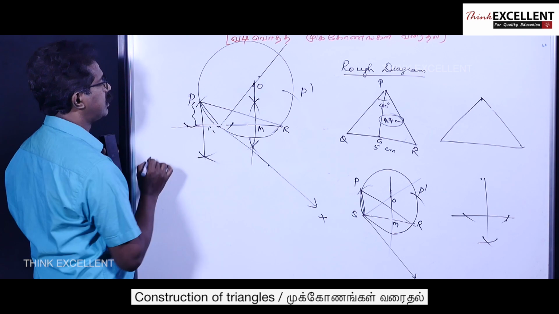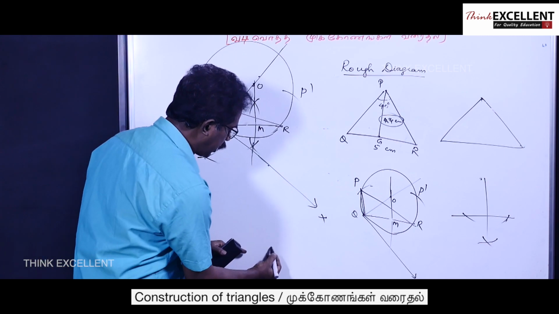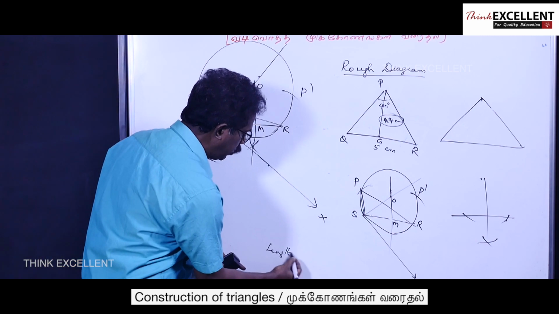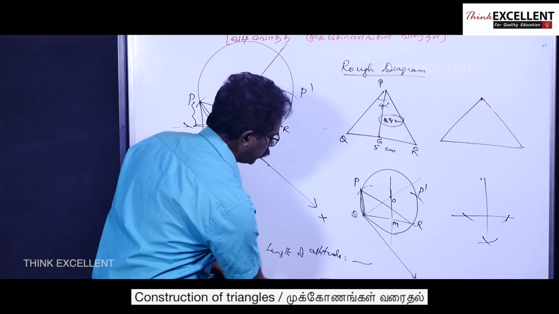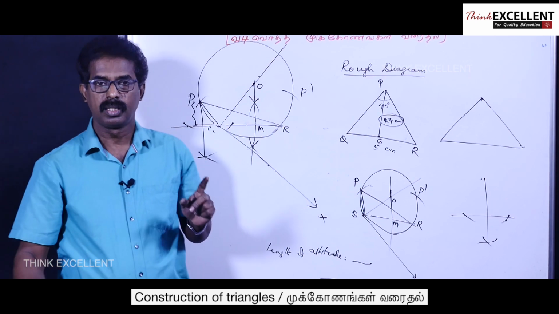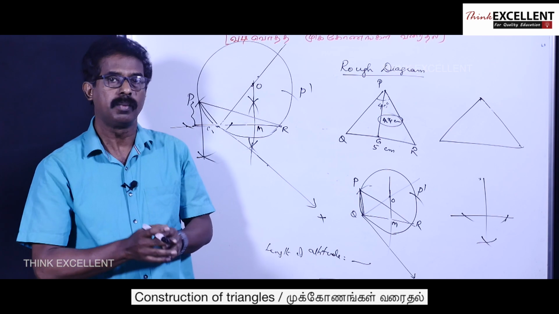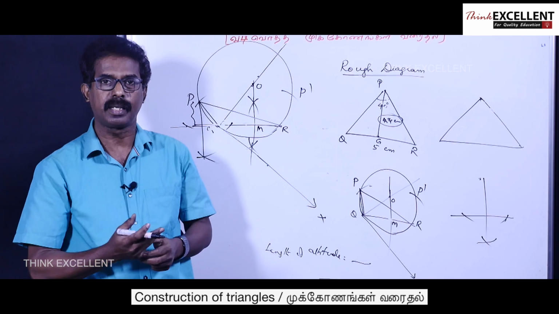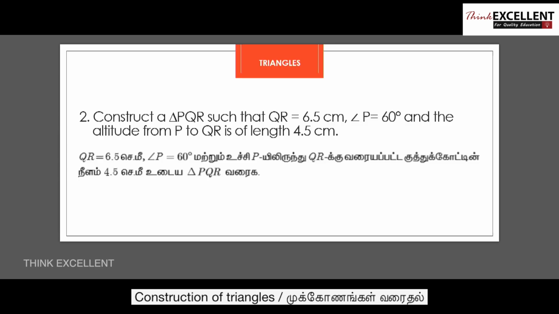So this length you measure, that gives what? Length of the altitude. Finally you write that also. Length of the altitude equal to that much meter. Okay, so this is the first type. What is given here? Base, vertical angle and median. And second type, altitude will be given. We'll see the next question. Read that question.